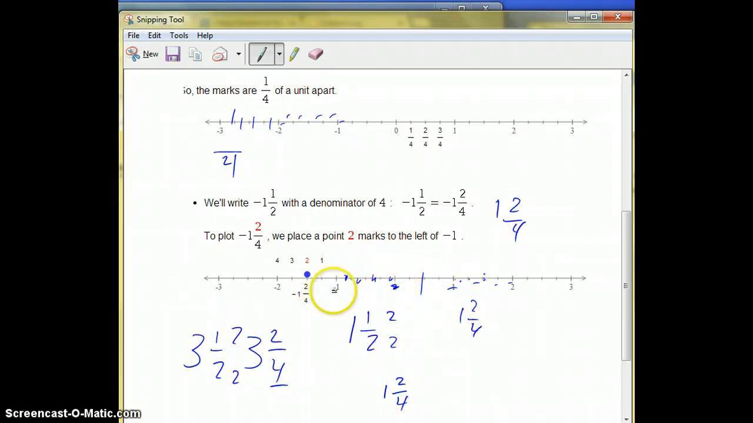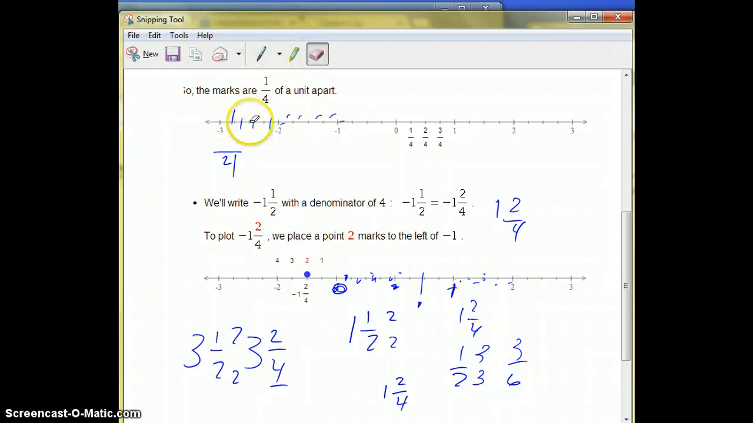Now let's say there were 6 spots in between numbers, so let's say this was 0 and this was 1 over here, and you had 6 spots. Well, you would take something like 1/2 and multiply times 3 to make it 3/6. That way you can plot it on the number line. So there's really 4 parts.